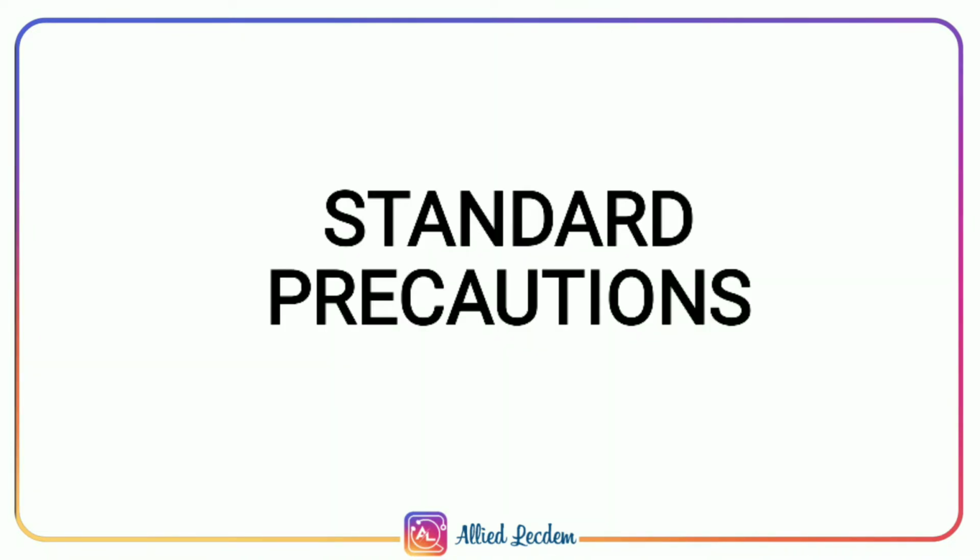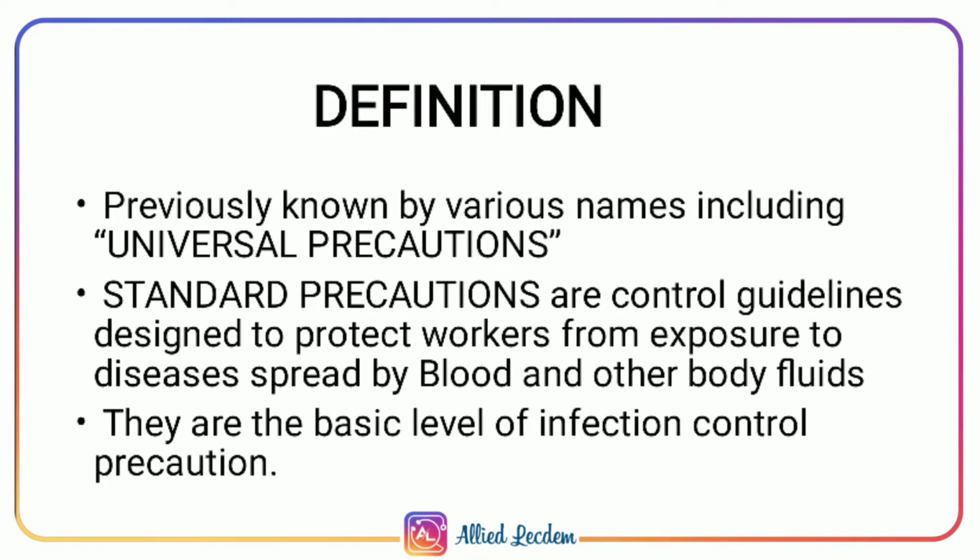Standard precautions. First, precautions means actions taken in order to avoid danger or problems in the future. Definition: previously known by various names including universal precautions. Standard precautions are control guidelines designed to protect workers from exposure to diseases spread by blood and other body fluids.